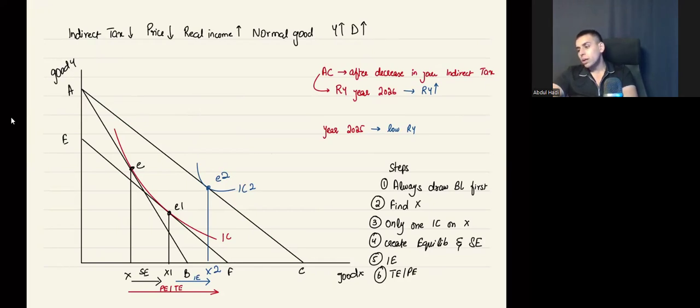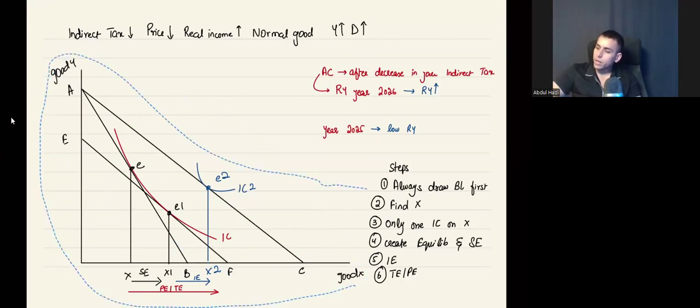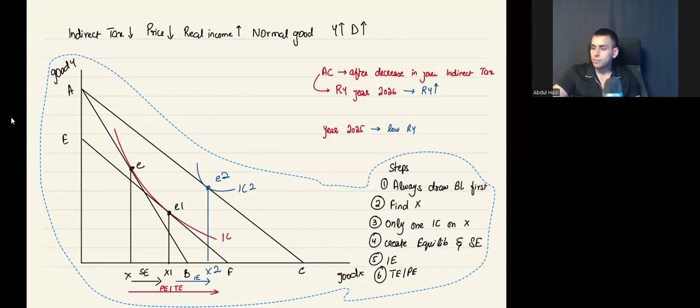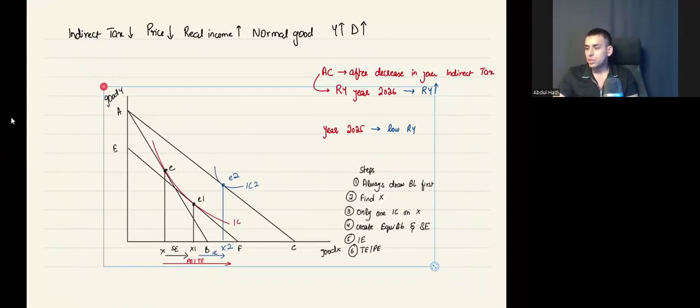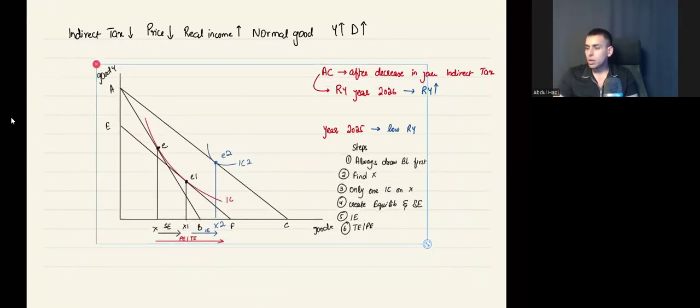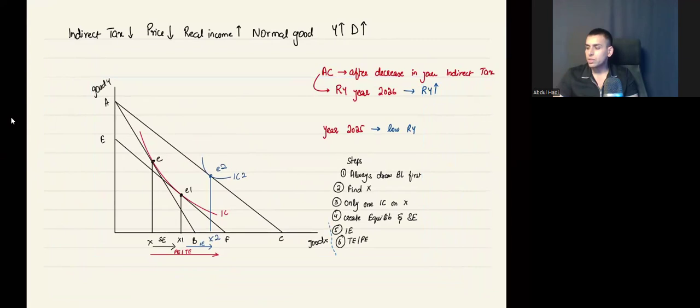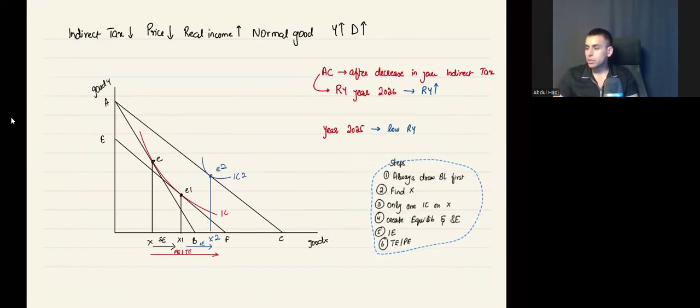Now I told you that the diagram I'm drawing in front of you is an 80% diagram of the complete diagram that you will draw in your exam. Now let's complete the diagram. This is the diagram, right? When you are drawing an income and substitution effect, you have to show derivation as well. All right. Now, how will I show derivation? That's the main part, because that is where you score marks.